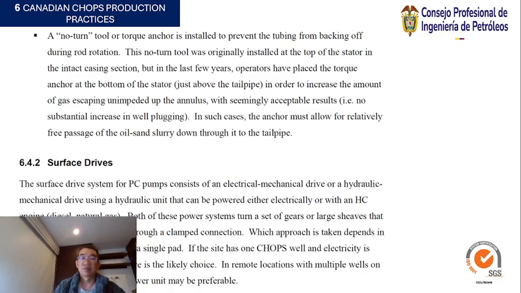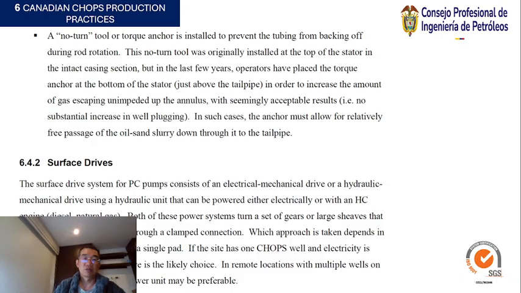to increase the amount of gas escaping unimpeded up the annulus, with seemingly acceptable results. No substantial increase in well plugging. In such cases, the anchor must allow for relatively free passage of the oil sand slurry down through it to the tailpipe.